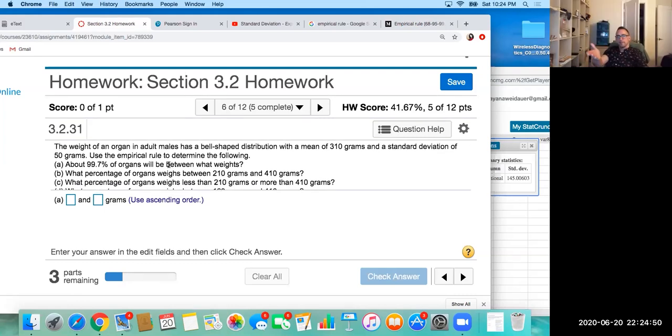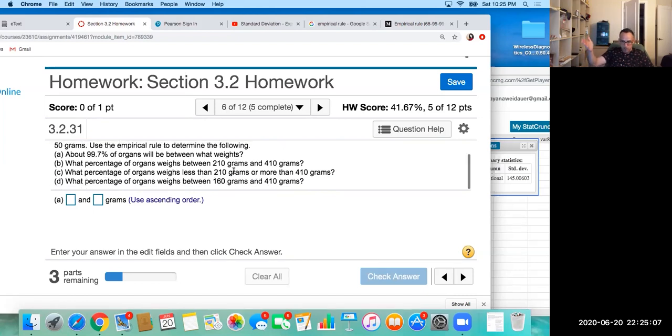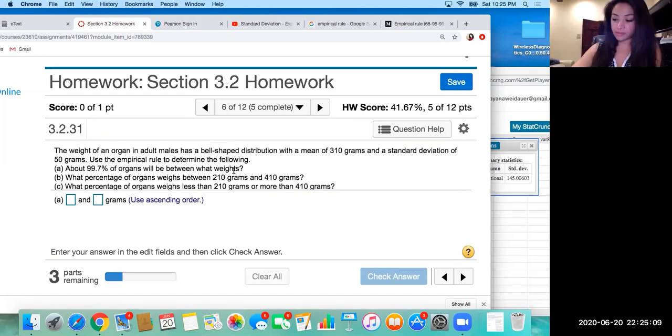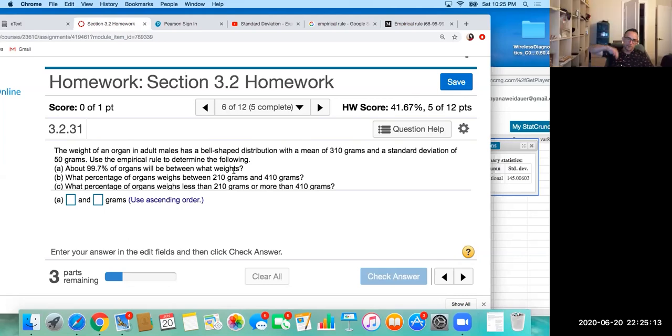Like part A, it says 99.7. So all you got to do is add 3 standard deviations and then subtract 3 standard deviations from the mean. The mean is 310, right? Okay, so I have 310. And the standard deviation is 50, right? So if I add 50 times 3, which is 150.